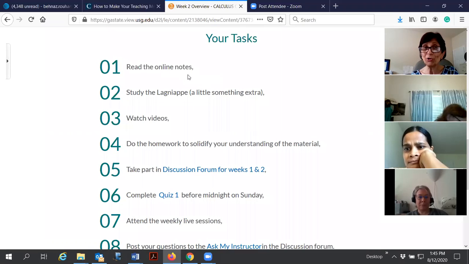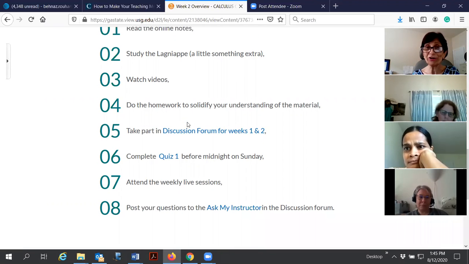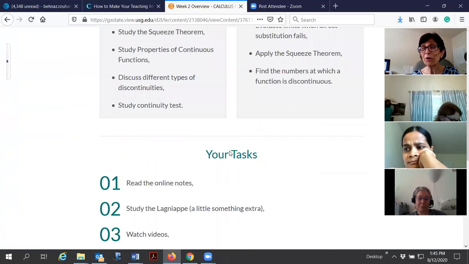You read the online notes, you study the Lagniappe, which are those concept maps, you watch videos, do homework, take part in discussion forums. My forums are once every 2 weeks. Complete quiz 1 before midnight on Sunday. Attend the weekly live sessions and post your questions to the Ask My Instructor in the discussion forum. So this is there for every single module.